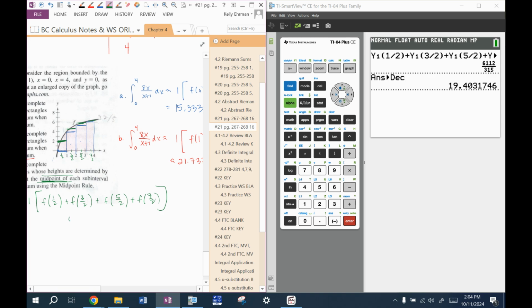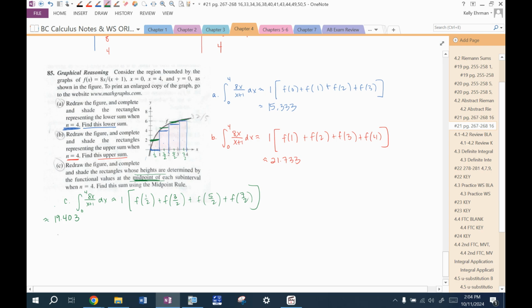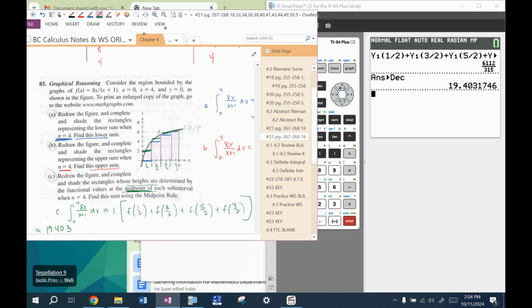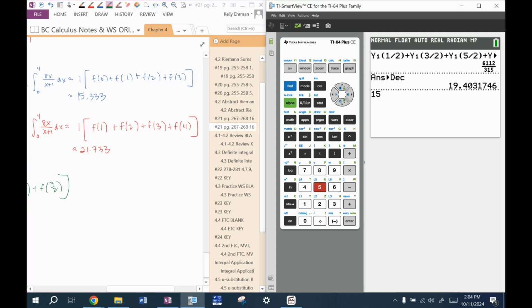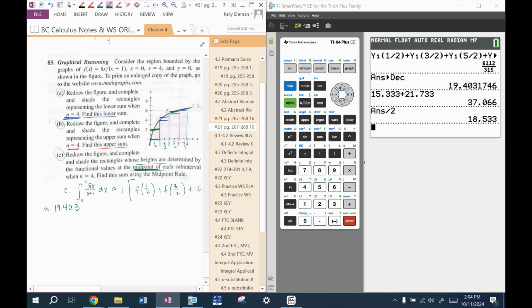Every year I get students that say, where are these numbers going, by the way? I get students that say, isn't the midpoint just going to be the average of these two? I don't think that's necessarily true. We can do a quick check here. If I just find the mean between these two numbers, let's see, 15.333 plus 21.733, divided by 2, 18.533. That's not what I just got, right?